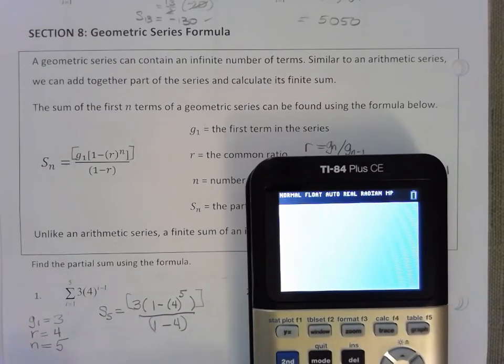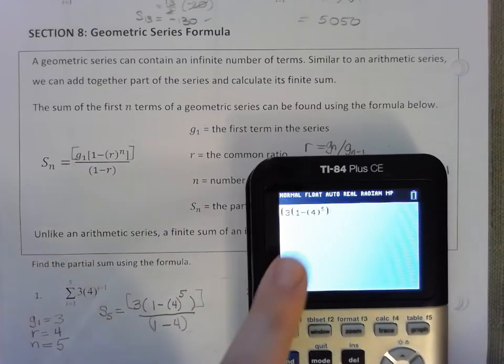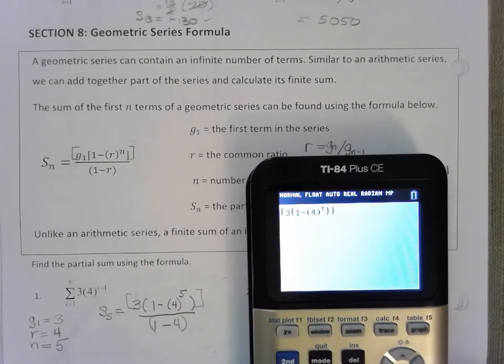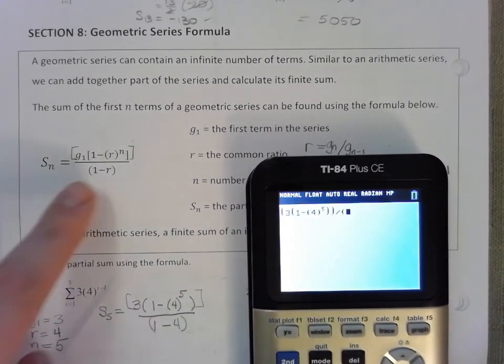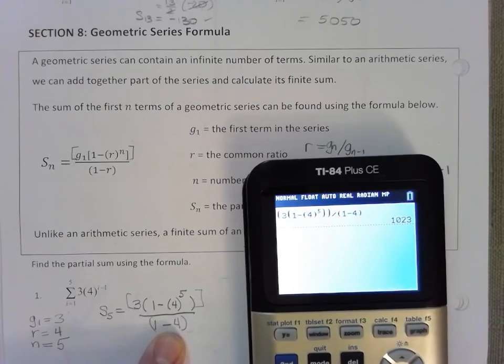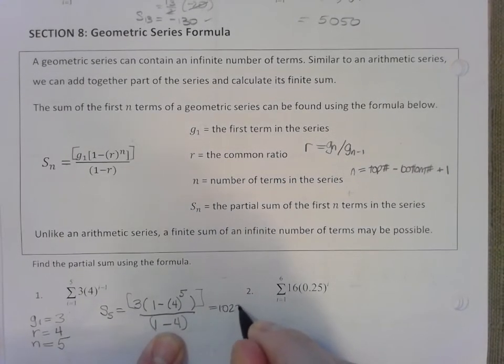So I'm going to start with a left parenthesis, 3, another left parenthesis, 1 minus, my ratio gets a parenthesis itself. Close that first right parenthesis around your ratio, raise it to the exponent 5, move down, right parenthesis to close out the expression inside, and then another right parenthesis to close out the numerator. Next, I'm going to divide by another set of parentheses, 1 minus my ratio, or 1 minus 4. Hitting enter, I should get the number 1023. So the value of the first 5 terms in the series is 1023.